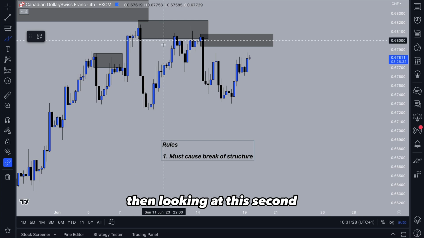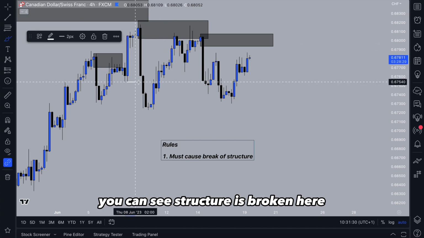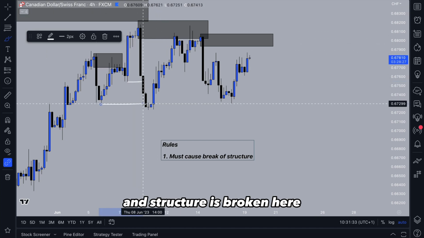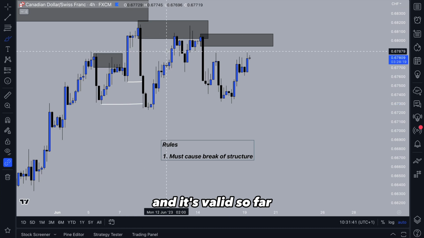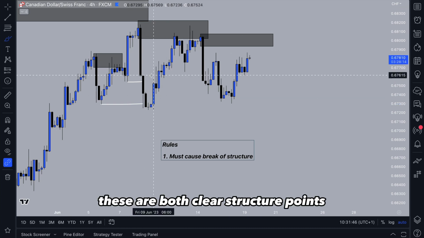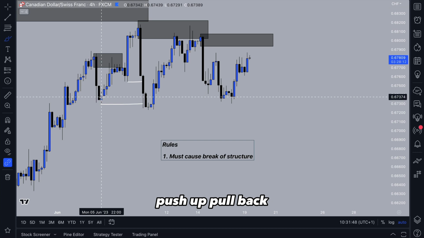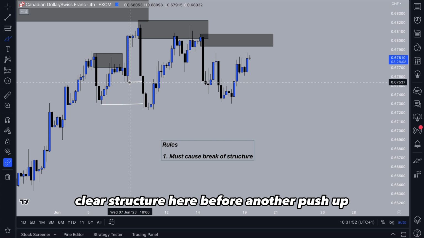Then looking at this second order block that I've marked up, you can see structure is broken here and structure is broken here. So it follows the first rule and it's valid so far before we get into the second rule. As you can see, these are both clear structure points. Push up, pull back, clear structure here, push up, pull back, clear structure here for another push up.